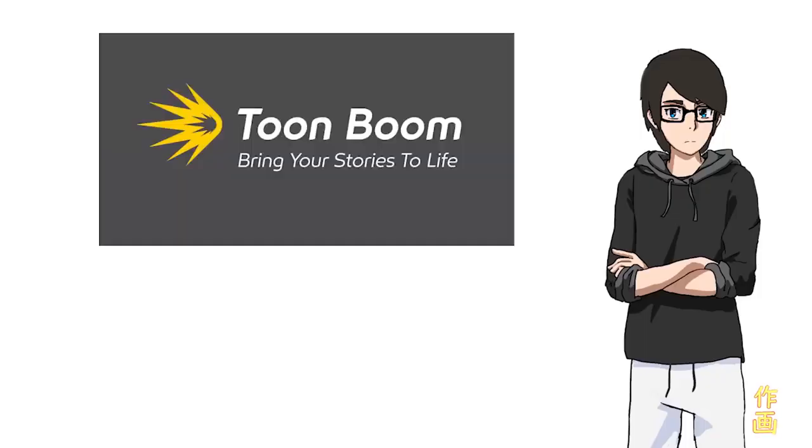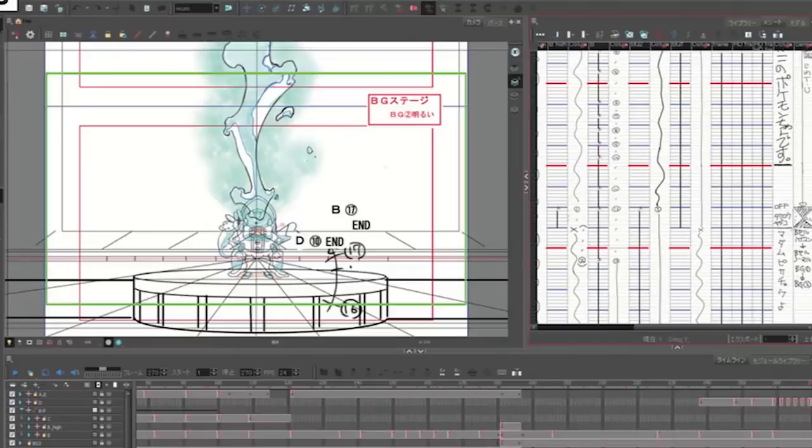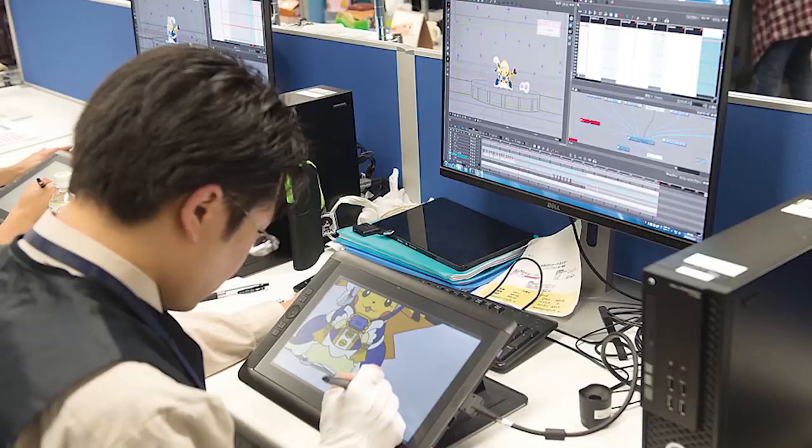The next most common would be Toon Boom, which is partially used at OLM. Toon Boom is a common program in Western cartoons, but hasn't really caught on in Japan as a drawing program. It can be used all the way up to the coloring stage.